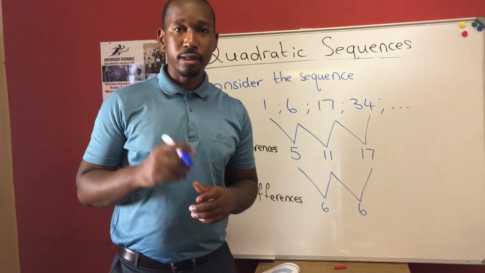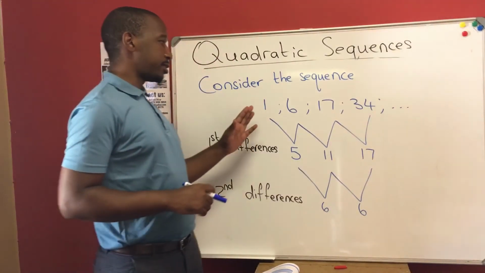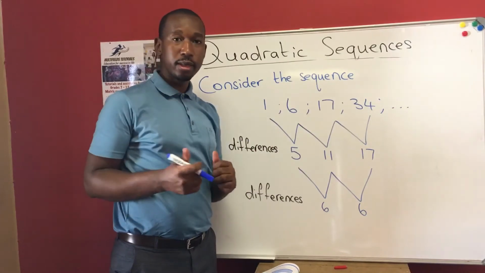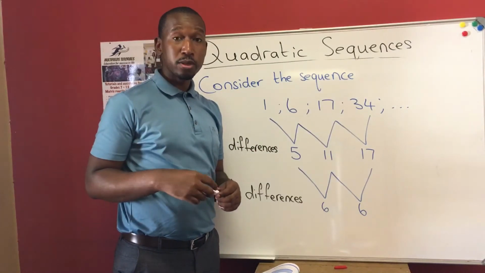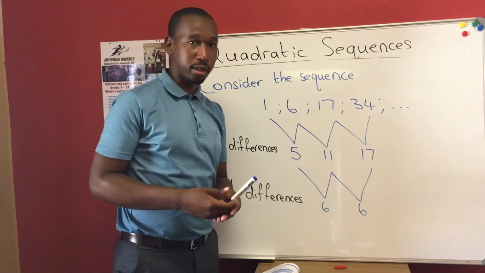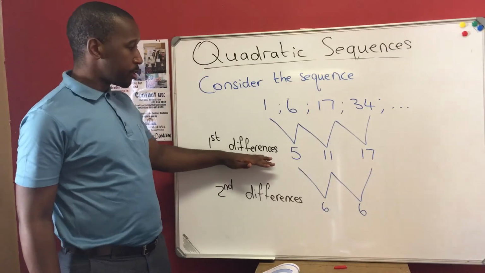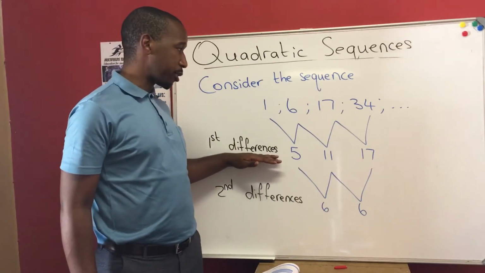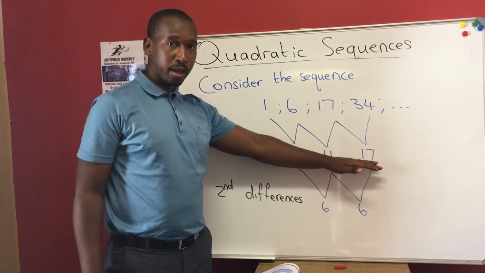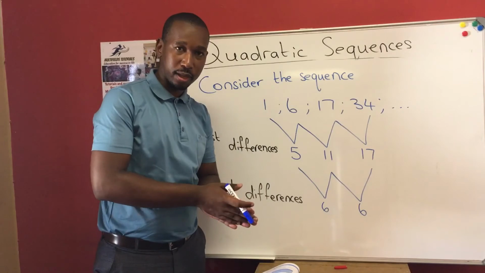Now we are going to get the definition for quadratic sequences. We have already seen that the sequence 1, 6, 17 and 34 is neither linear nor geometric. So now we are going to see how we know if it is definitely quadratic. We are going to first consider the first differences. So we check the first differences and we get 5, 11 and 17. Now, as expected, they are not equal because it's not arithmetic.